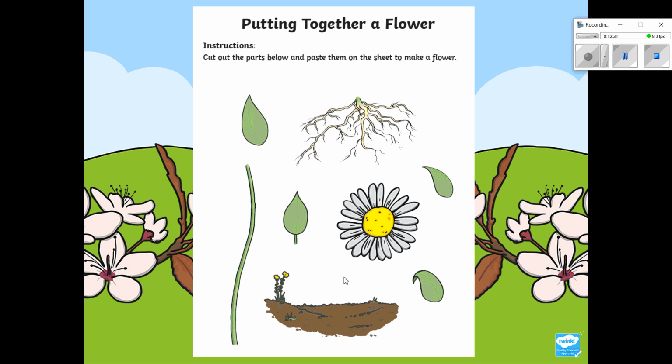If you don't have a printer, you could ask your grown-up to draw the different pieces of a flower on a piece of paper that you can cut out and stick together.